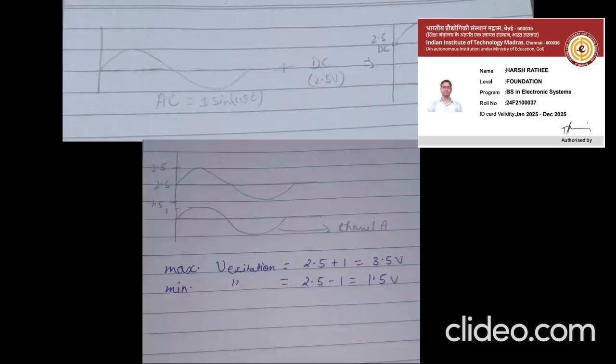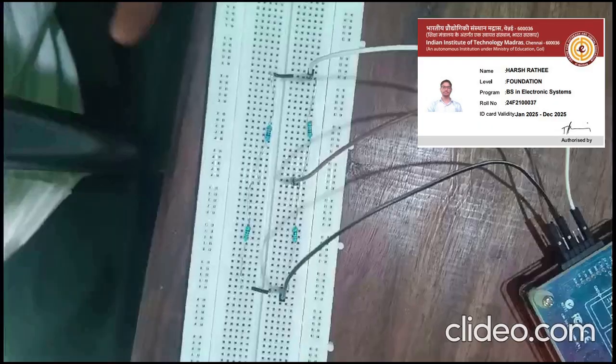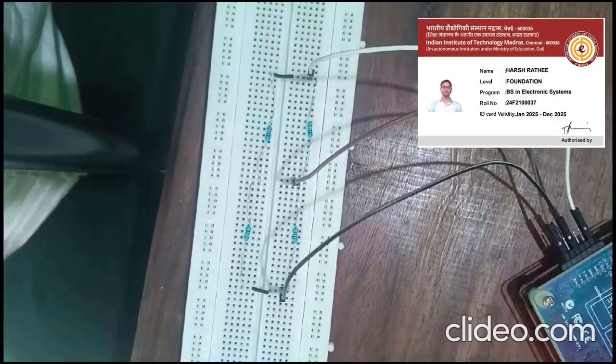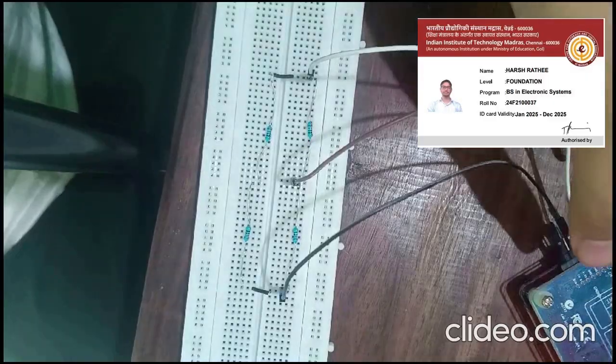Now we have to provide an input of AC plus DC voltage, as you see, 2.5 plus 1 sine omega t. By adding this, the sinusoid voltage will shift upward by 2.5 volt. Now the maximum excitation is 2.5 plus 1, that is 3.5 volt, and minimum is 2.5 minus 1, which is 1.5 volt.